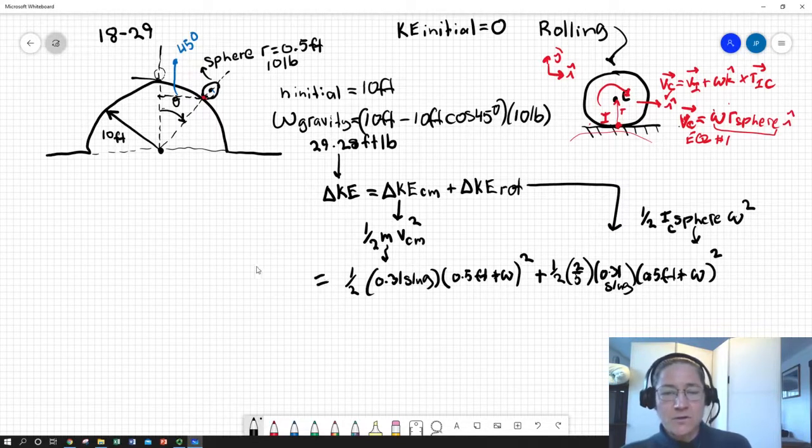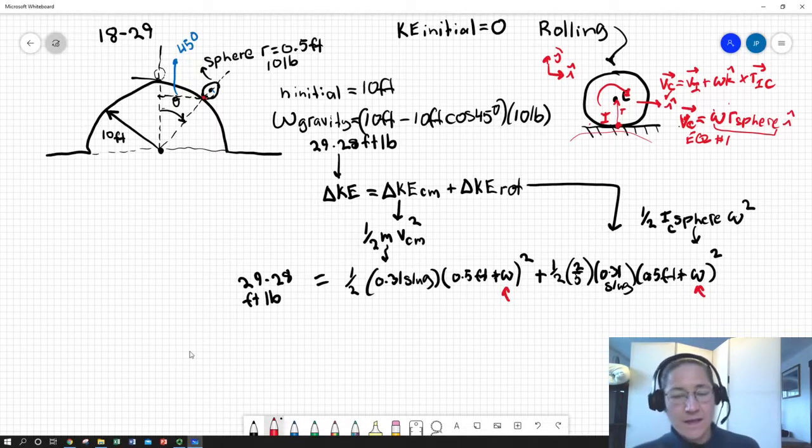And that is equal to the energy input from gravity doing work on that sphere, 29.28 foot-pounds. So all we have to do is solve for omega. We have one equation and one unknown. And when we solve for that, we end up with an expression for omega of 23.2 radians per second.